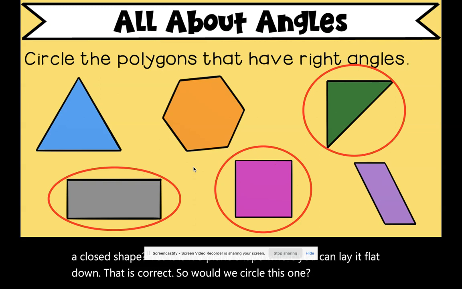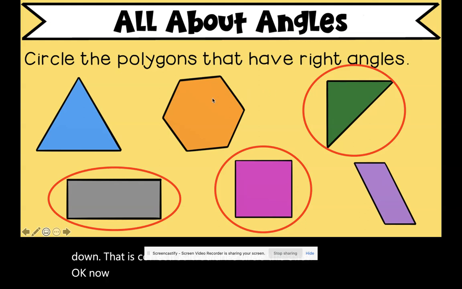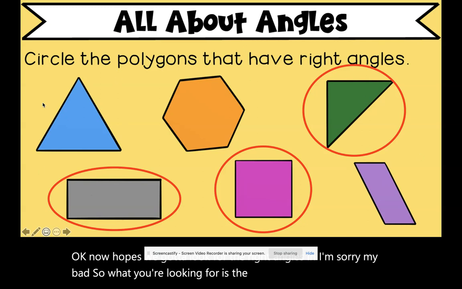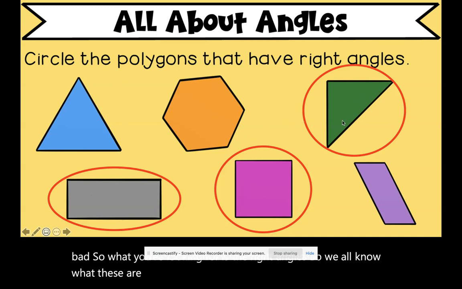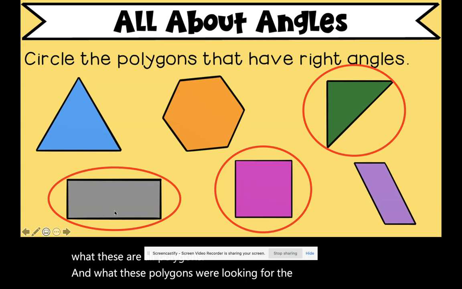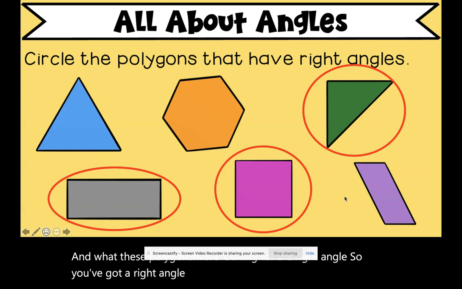Okay. Now, oops, we have to look for the right angles in them. Sorry, my bad. So what you're looking for is the right angles. So we all know these are all polygons, and in these polygons, we're looking for the right angle. So you have a right angle here, a right angle there, and then you have one right here.